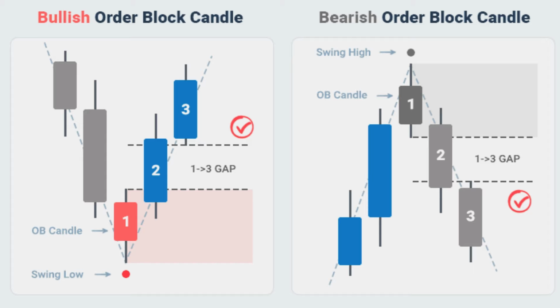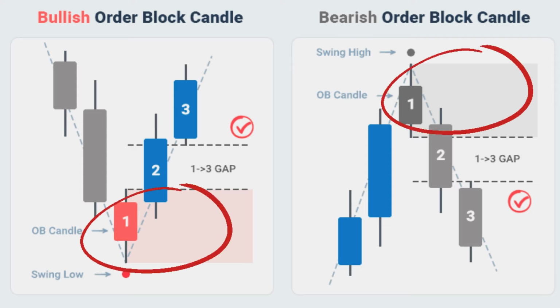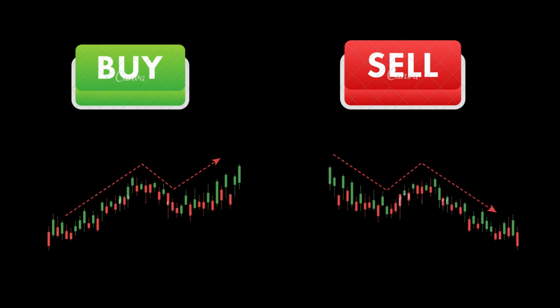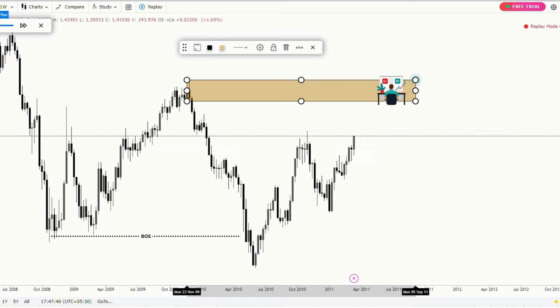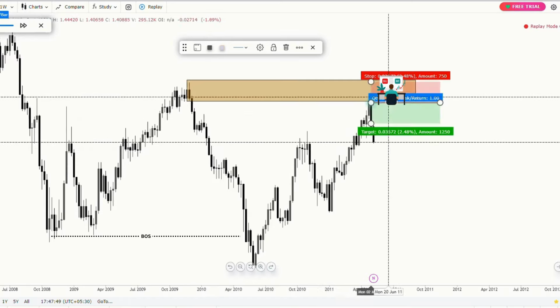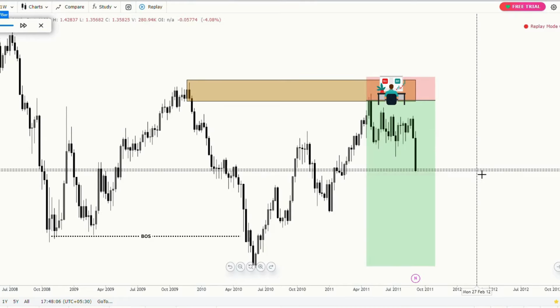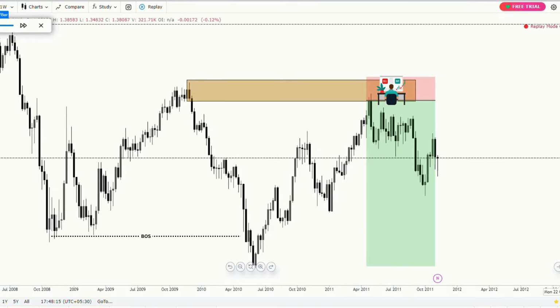Order blocks are areas on a price chart where significant buy or sell orders have been placed by institutions, banks, and other large players. These zones represent the footprints of smart money, and when identified correctly, they can provide powerful signals for entry and exit points. Imagine being able to spot where the big players are planning their next move. Order blocks give you that insight, showing you where major market orders are likely to be placed.